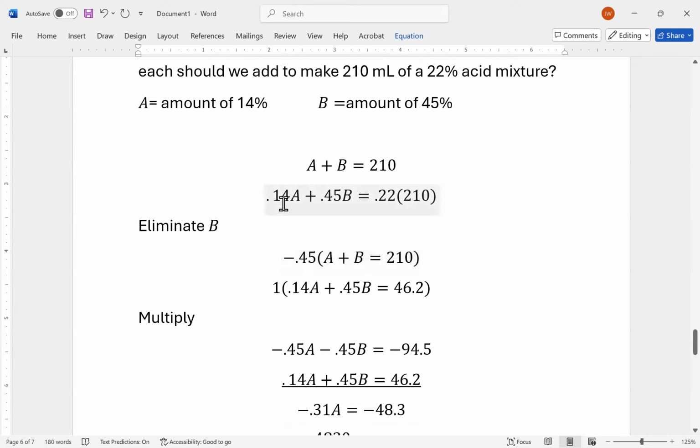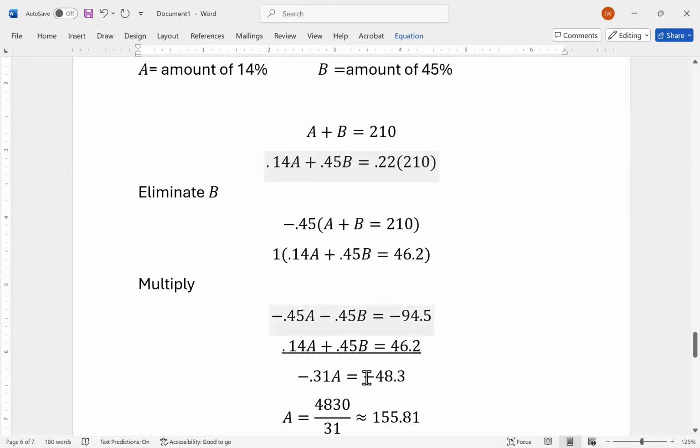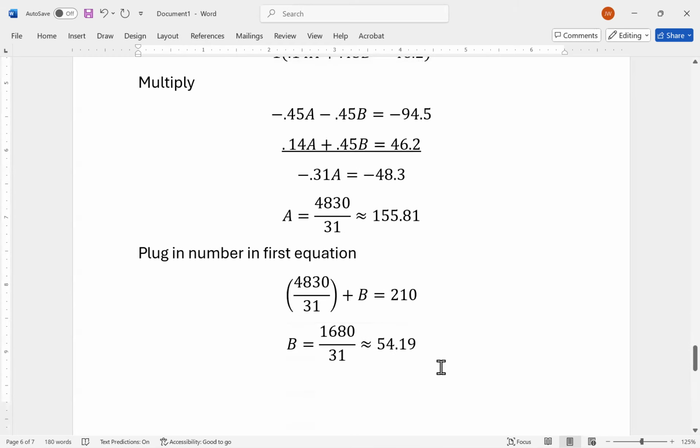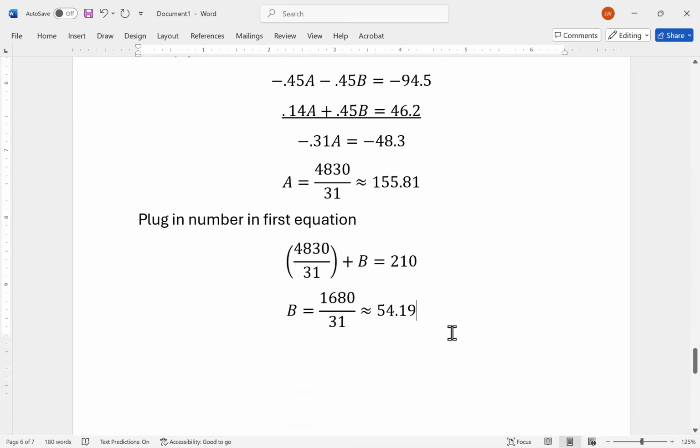And then if I plug those into the second equation, they should also work. So 0.14 times 155.81 plus 0.45 times 54.19. Add those together and you get right about 46.2. So I've got the right answer here.